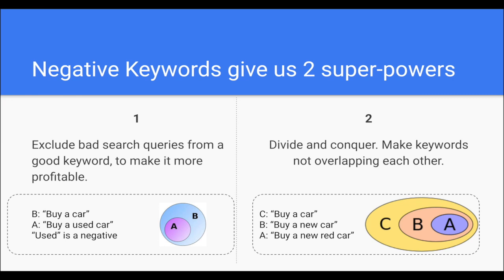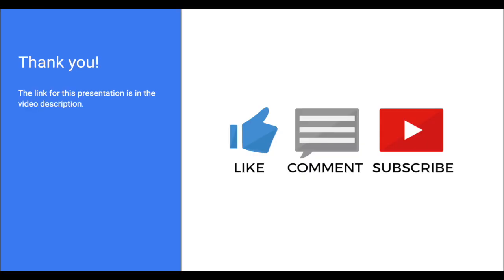So in that particular situation, we will add red as a negative keyword to the B and C keywords, and also new as a negative to the C keyword. So buy car with the negatives new and red, and buy new car with the negative red. So thank you very much. That was the negative keywords theory. We are going to actually implement this in the next video.